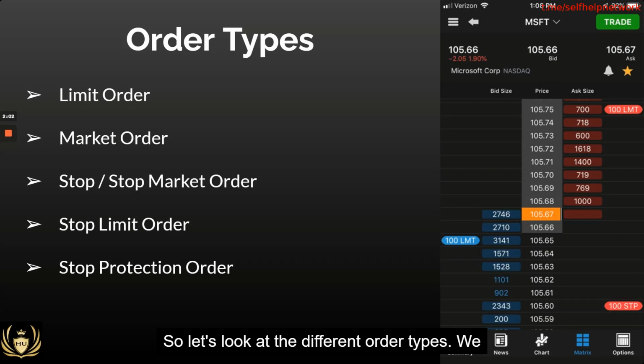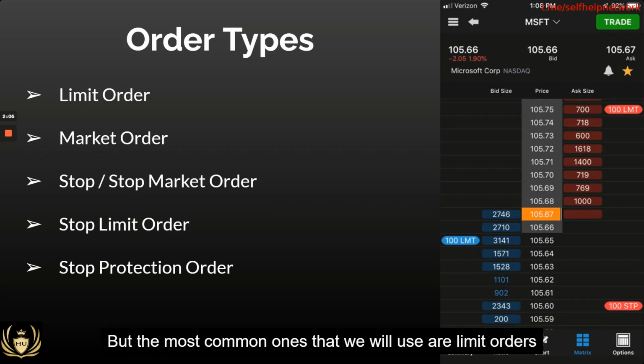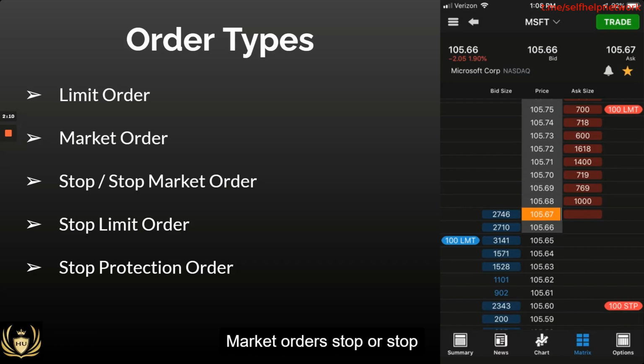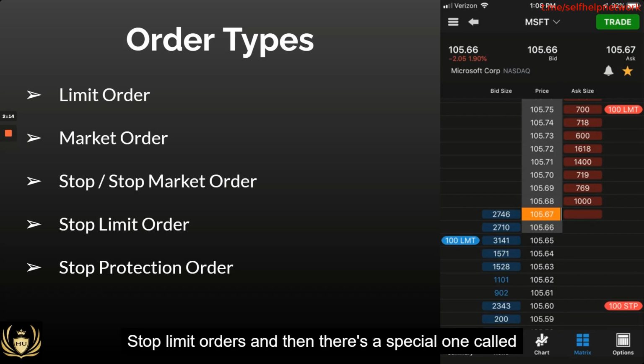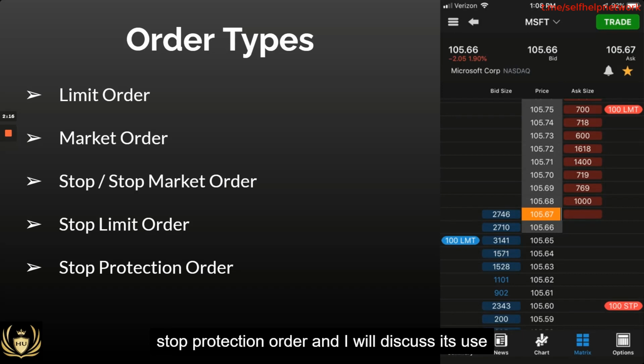So let's look at the different order types. We will discuss them all one by one. But the most common ones that we will use are limit orders, market orders, stop or stop market orders, stop limit orders, and then there's a special one called stop protection order, and I will discuss its use case in a future slide.